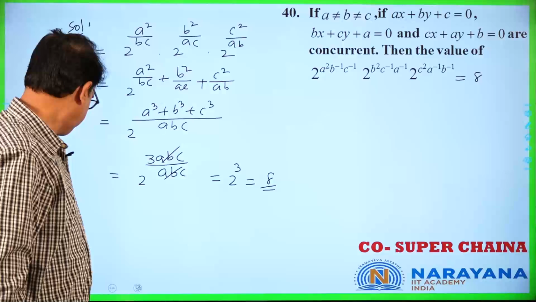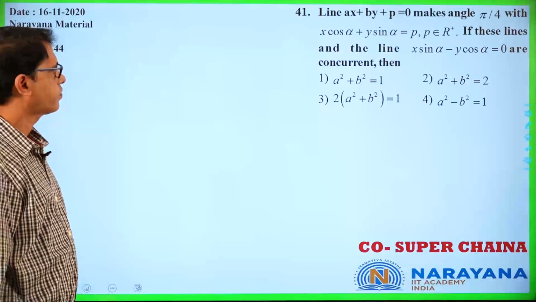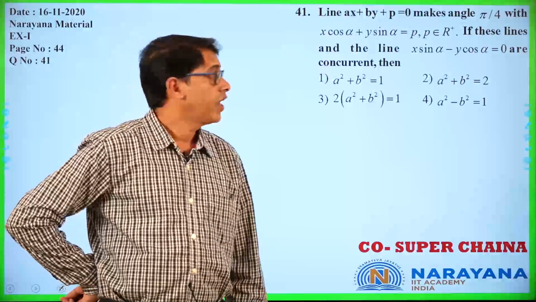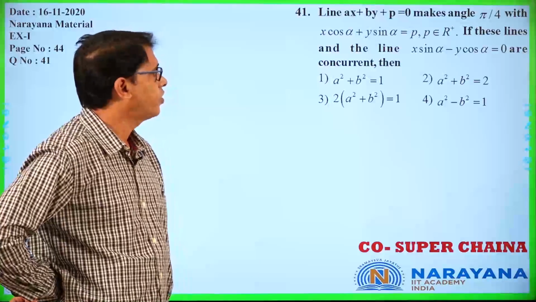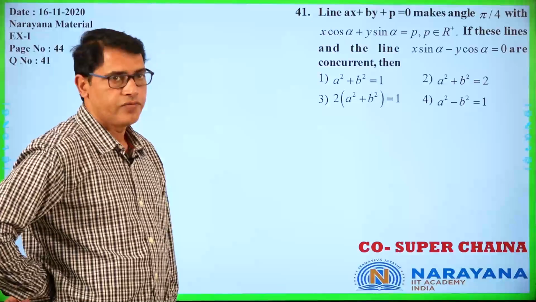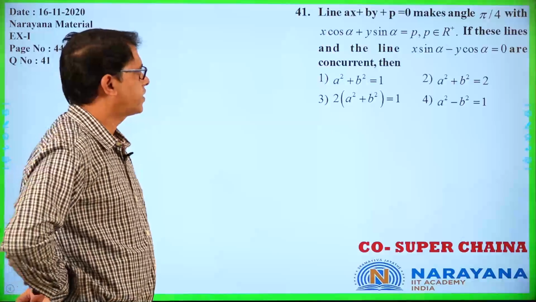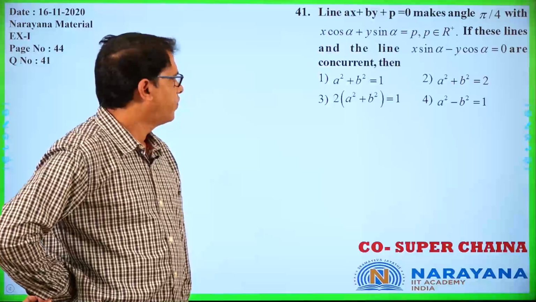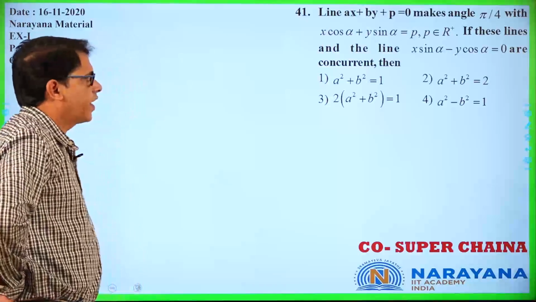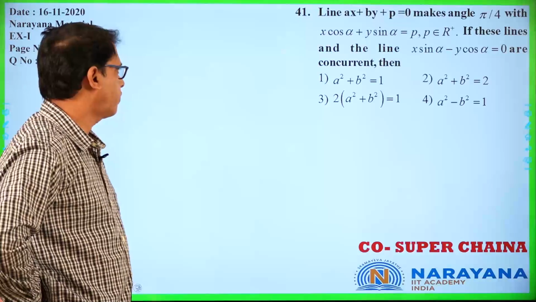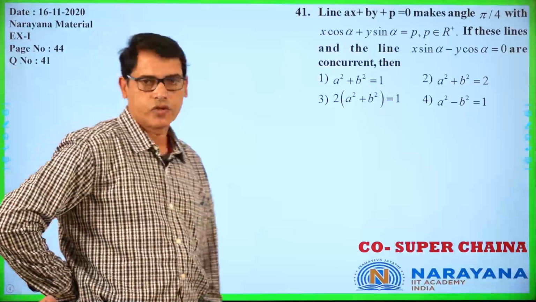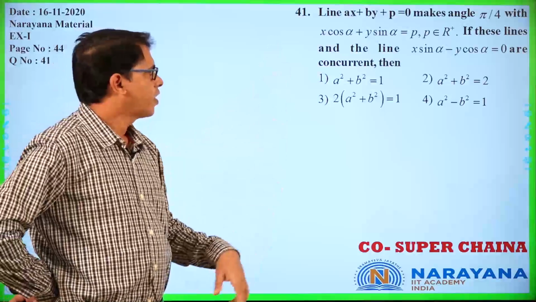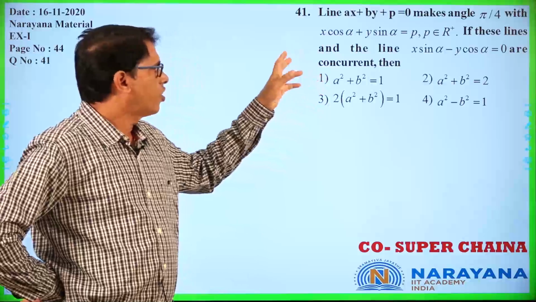Next one. Here, the line ax plus by plus p equals 0 makes an angle pi by 4 with x cos alpha plus y sin alpha equals p. So p is a positive real number. If these lines and the line x sin alpha minus y cos alpha equals 0 are concurrent, then this one is a good question, beautiful question.